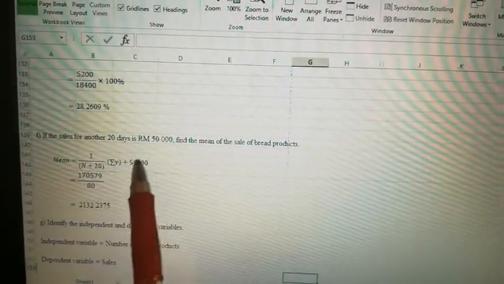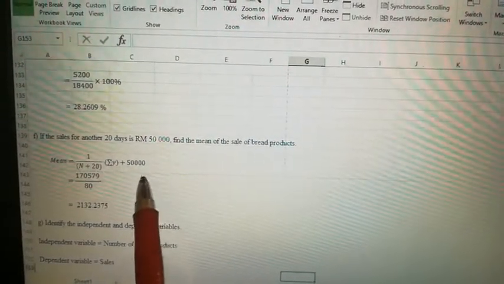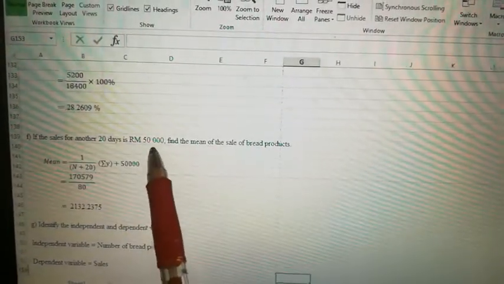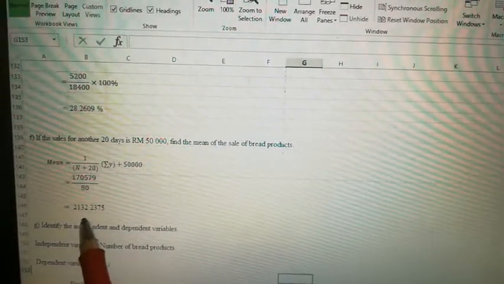Then plus 50,000, which is based on the question. Calculate, then we get the answer.